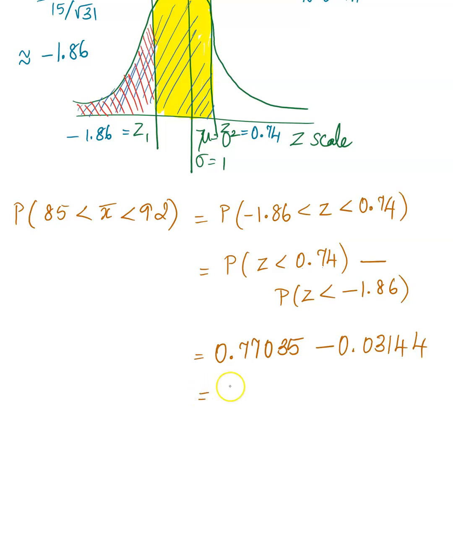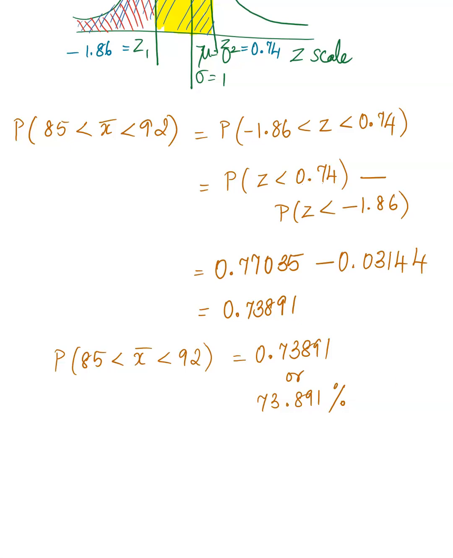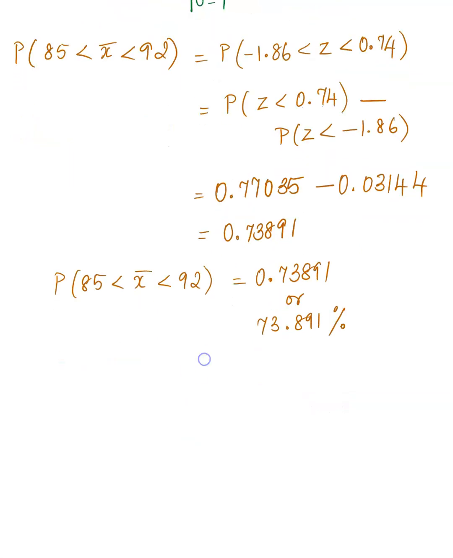This comes out to be 0.73891. So we're saying the probability of 85 less than x bar, or the sample mean lying between 85 and 92, is 0.73891, or you can say it in percentage, 73.891 percent. Okay? This is manually. And of course, if you're using the calculator, that's going to be a breeze. So you're going to use the normal CDF for that.